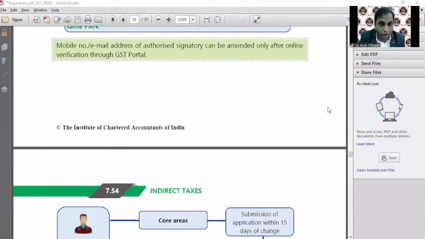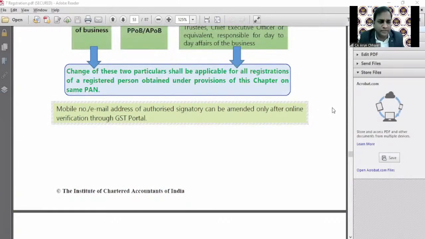I hope it is clear. Core and non-core. Non-core means information is changed, but it is not too important. Mobile number, email ID.